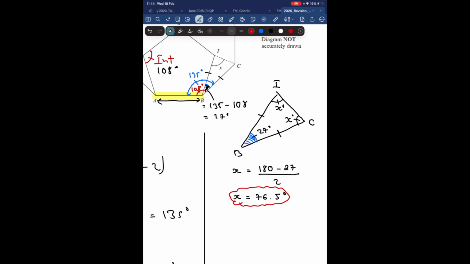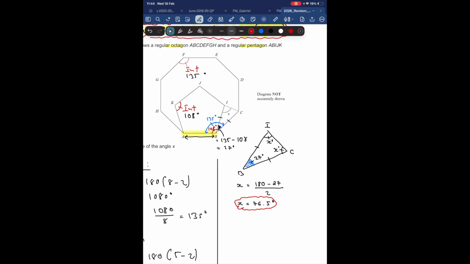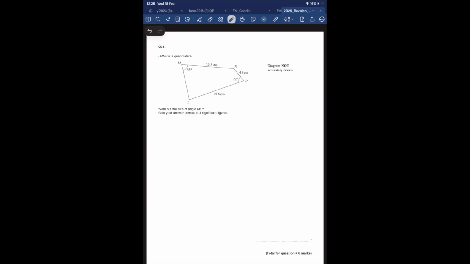Now, just going back to the diagram, it's very important to note, don't assume that JIC is a straight line and that the diagram's been drawn incorrectly. You can't make the assumption that that's a straight line. In all geometry questions, if you can try and look for isosceles triangles or equilateral triangles, it's going to make your life a lot easier.